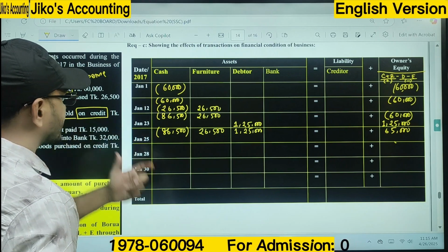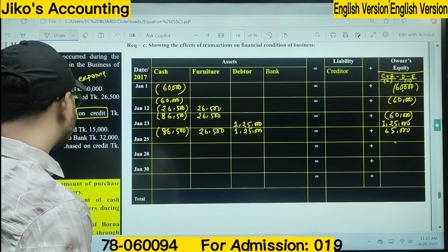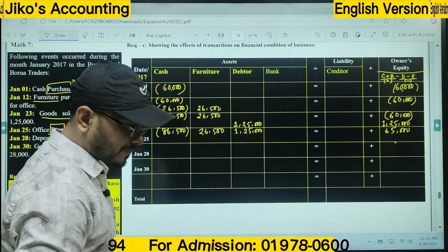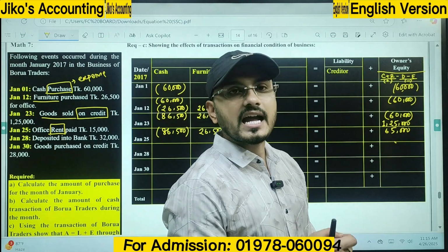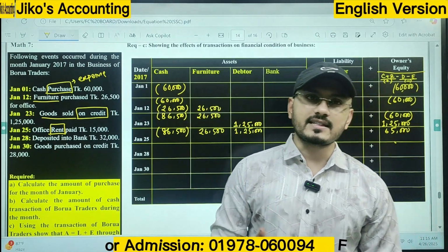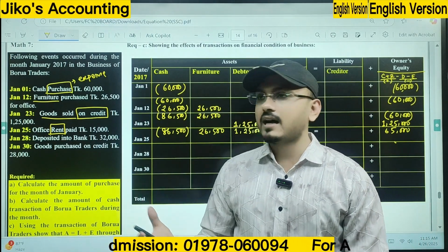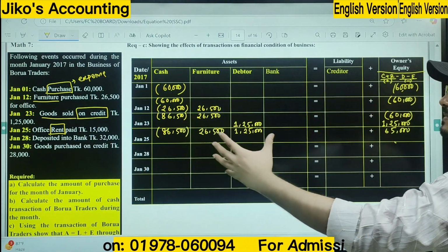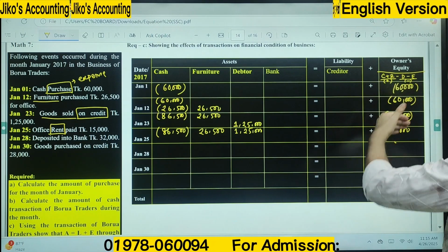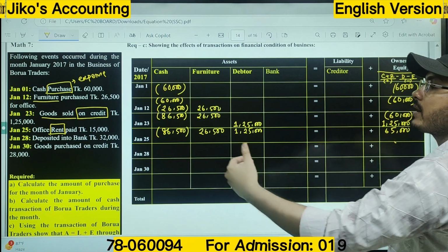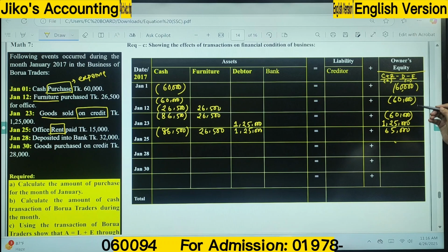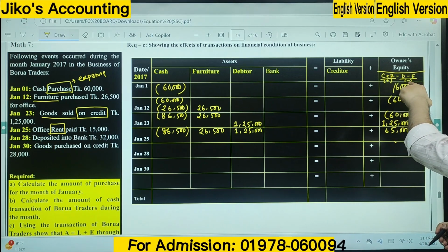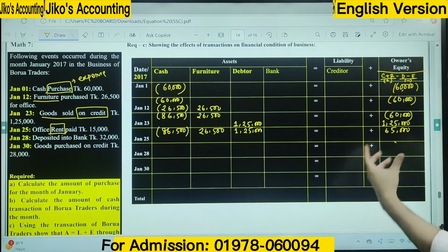Now move to January 25. Office rent paid taka 15,000. Office rent. Is it an income or expense for my business? First of all, try to figure out this one. Rent, advertisement, salary, all of these are expenses for any organization. So what is the function of the expenses here? You can see expenses is an element of the owner's equity, right, sir? What does it imply? Expenses always indicate the reduction of the equity. So expenses always indicate the minus figure. That means reduction of my equity.